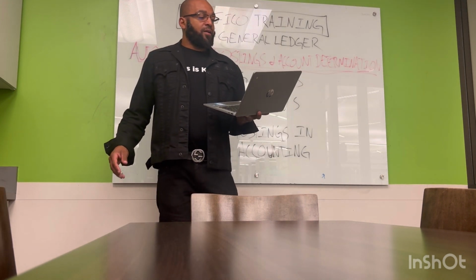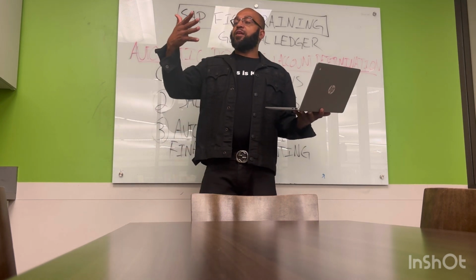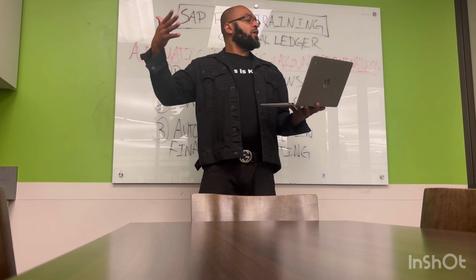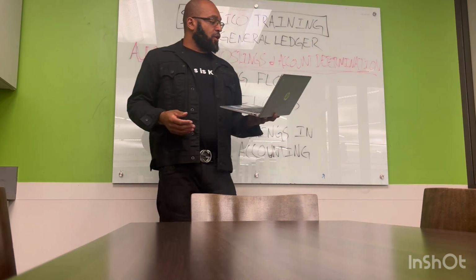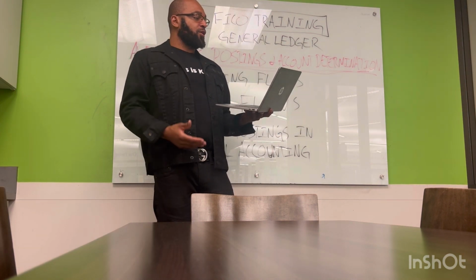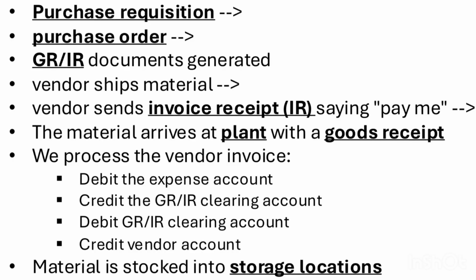All right? So we got our receipt, then next thing you know, the doorbell rings, ding dong, and there's our material. It's at the door. Okay, so now we got our material, it arrives at the plant, and that's when we get the goods receipt. All right, now it's time to process the invoice. So when we're processing the invoice, we debit the expense account and we credit the GRIR account, which is a clearing account.